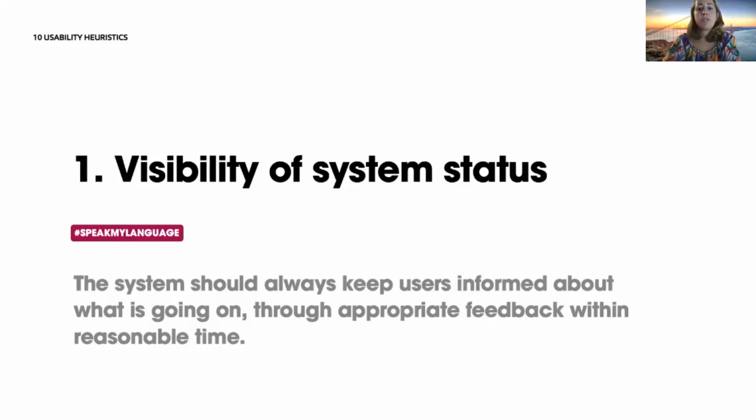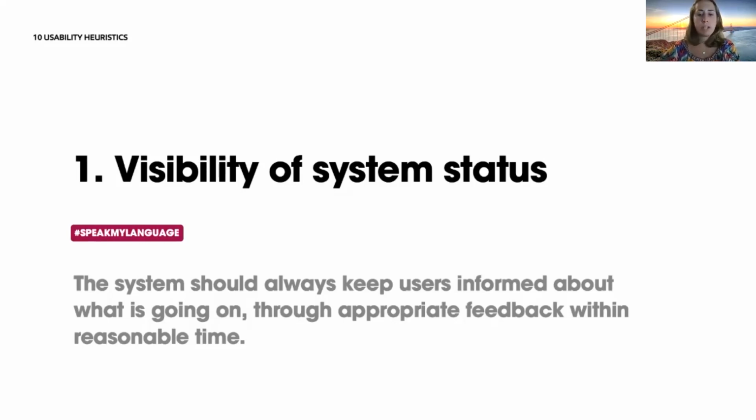The first of Jakob Nielsen's 10 heuristics is visibility of system status. And this relates to so much more than user interface design. At its essence, it's about communication and transparency, which are critical to many aspects of our life.